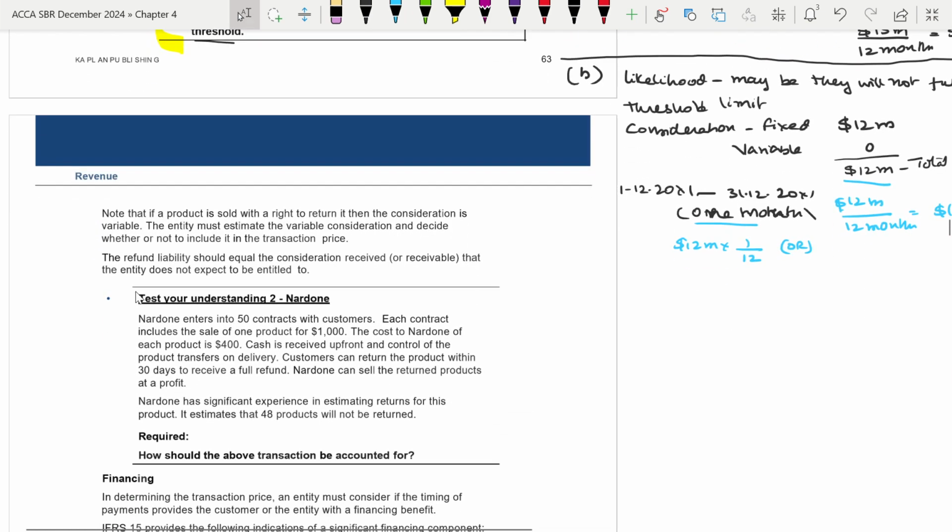Note that if a product is sold with a right to return, then the consideration is variable. You are selling it and you're saying that if there is any problem, then you can return it back, subject to conditions. We should estimate what the variable consideration is.